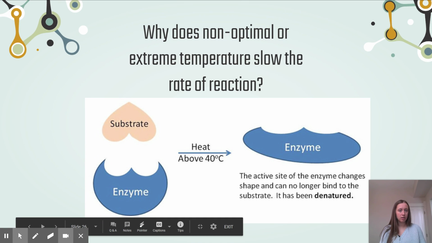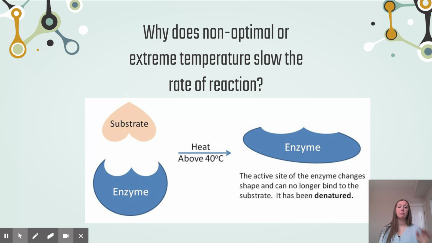Same idea here. Why does the non-optimal or extreme temperature slow the rate of reaction? If the heat is too high or the heat is too low, the active site of the enzyme can change. With a change in the active site of the enzyme, it can no longer bind to the substrate. The enzyme has been denatured and the reaction cannot be completed.